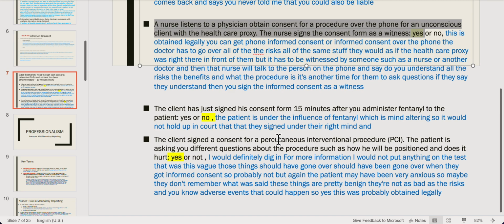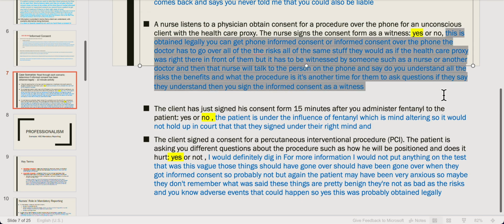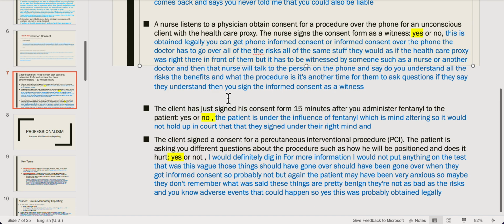A nurse listens to a physician obtain consent for a procedure over the phone for an unconscious client with the healthcare proxy. The nurse signs the consent form as a witness. Yes, this is obtained legally. You can get informed consent over the phone. The doctor has to go over all of the risks, all of the same things they would as if the healthcare proxy was right there in front of them, but it has to be witnessed by someone such as a nurse or another doctor. The nurse will talk to the person on the phone and say, do you understand all the risks, the benefits, and what the procedure is? It's another time for them to ask questions. If they say they understand, then you sign the informed consent as a witness.